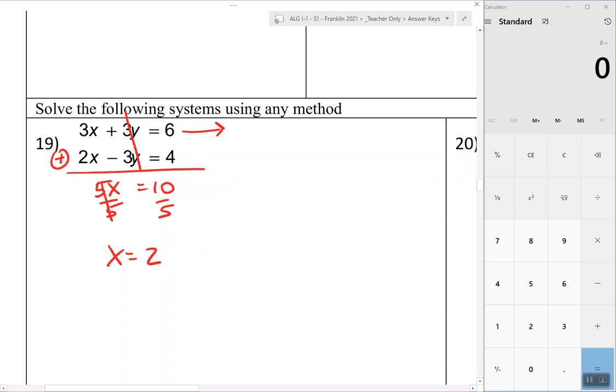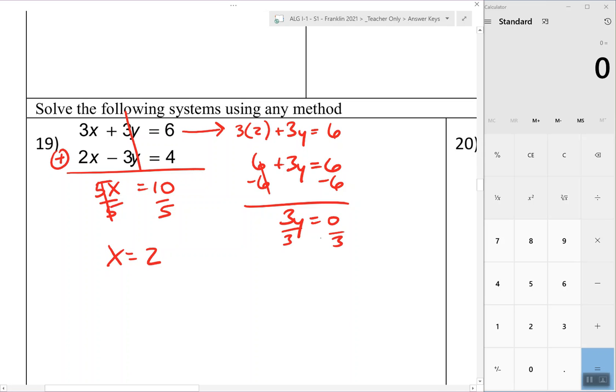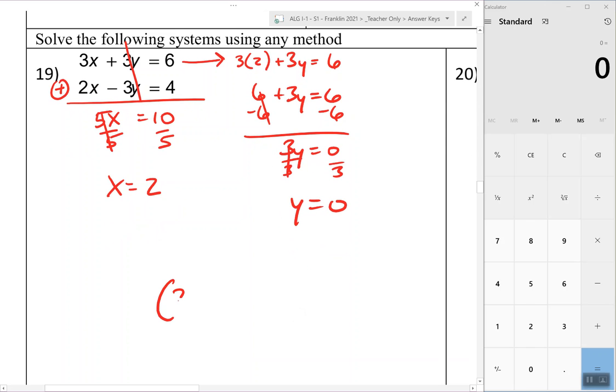Then I'll just use this first equation. 3 times 2 plus 3y equals 6. So 6 plus 3y equals 6. We'll subtract 6. 3y equals 0, which means y equals 0 when we divide by 3. So our solution here is the point 2, 0.